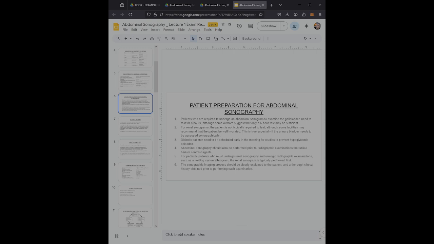For renal sonograms, the patient is typically required to fast, although some facilities might perform the examination when the patient is well hydrated. And this is especially true if the urinary bladder needs to be assessed for any intraluminal masses, irregularities, or stones. Diabetic patients need to be scheduled early in the morning to prevent hypoglycemic episodes. Abdominal sonography should be performed prior to radiologic examinations that utilize barium contrast.